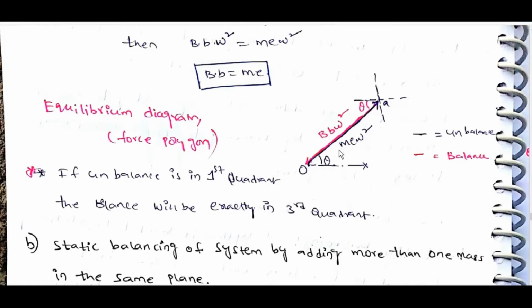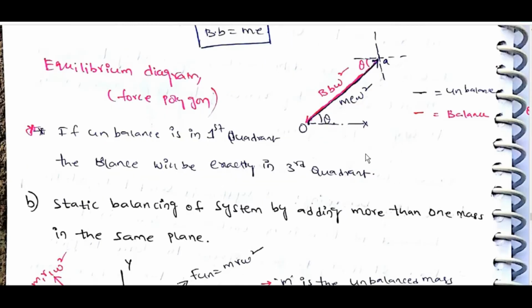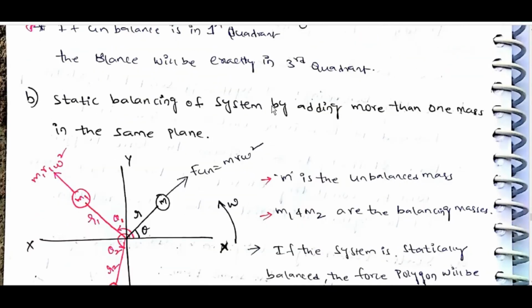Equilibrium diagram, force polygon: m e omega square is in this direction, B b omega square is in this direction. Blue line is unbalanced, red line is balanced. If the unbalance is in the first quadrant, the balance will be exactly in the third quadrant.